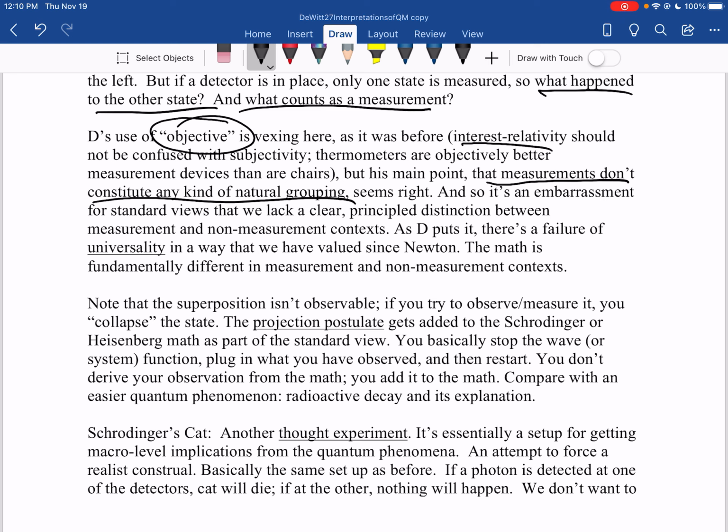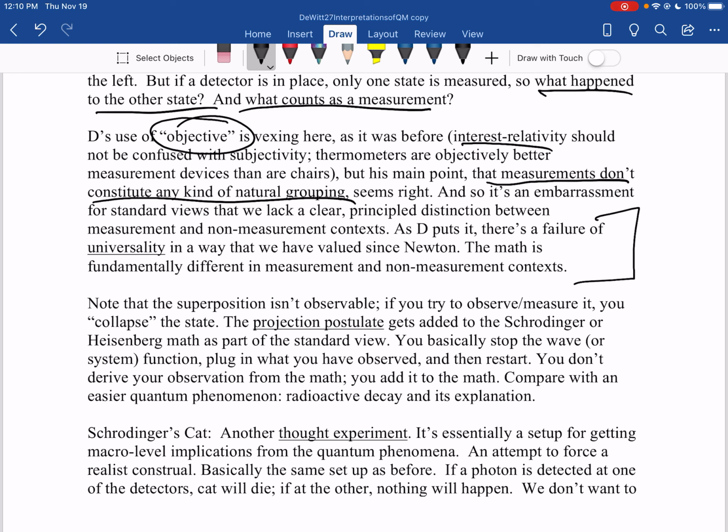One thing I like about DeWitt's way of putting it is the failure of universality. One of the great achievements of Newton's Principia was using the same three laws of motion and principle of universal gravitation to cover motion in the heavens, motion between the moon and the earth, the tides, ballistics, projectiles, all that sort of stuff. We like it when we can do the mostest with the leastest.